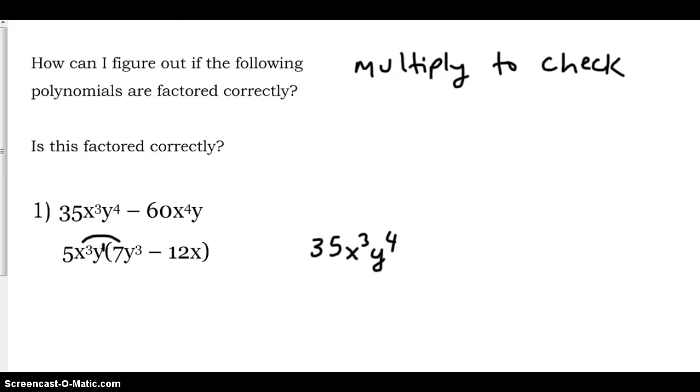Second step is to multiply 5x cubed y times negative 12x. So we have 5 times negative 12 would be negative 60. And then x cubed times x, again, there's a 1 here, so 3 plus 1 is x to the 4th. And last, our y to the first power, or y, there's no y here, so it's just y. And then we check to see if it's the same, and it is. So yes, this is factored correctly.